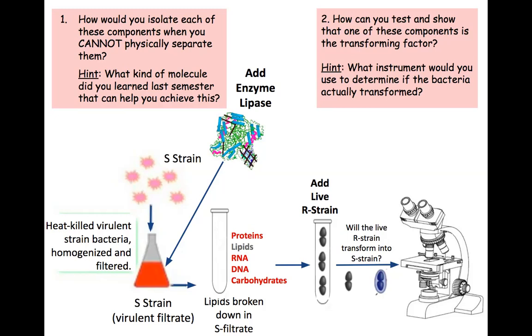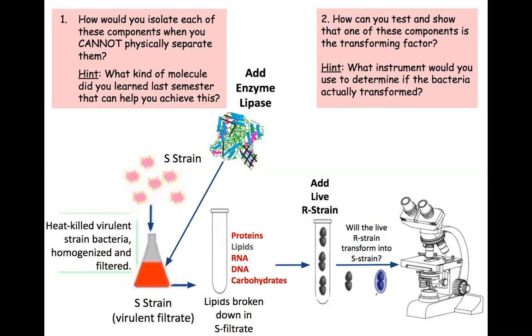The idea is this: if you knock out lipids from their normal functioning capability, and transformation still occurs, what that shows is that lipids are not responsible for transforming the rough strain into a smooth strain. Now, that's for knocking out lipids. You use lipase. Can you think about what other enzymes you would use for the remaining 4? So how many test tubes do you think they had to set up in order to answer the first question?